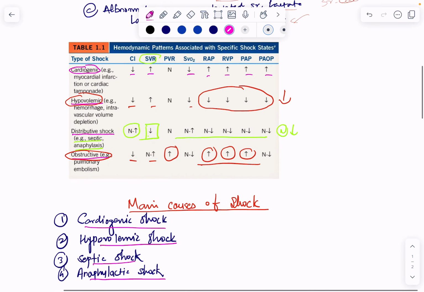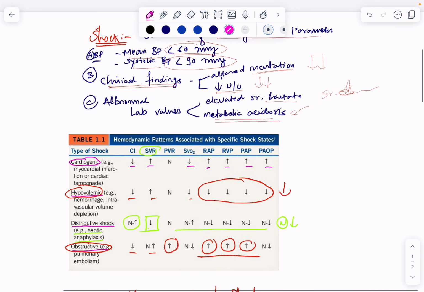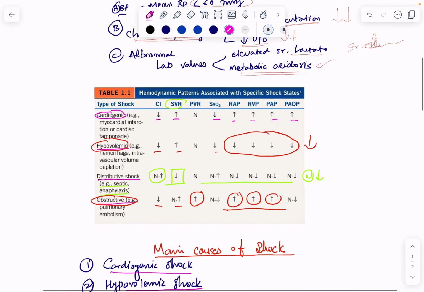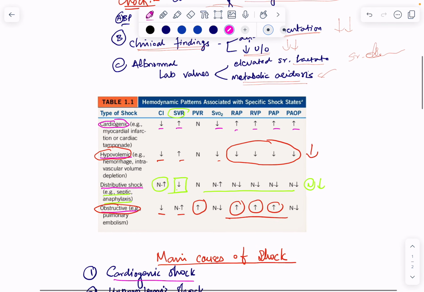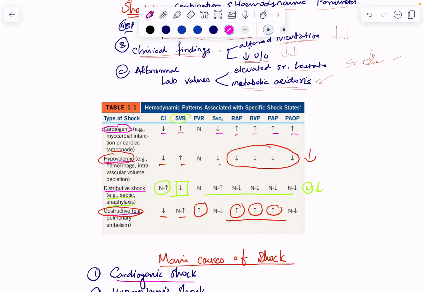So in short, we have seen what shock is, what the different types of shock are, and what parameters are affected in shock. So this finishes shock.